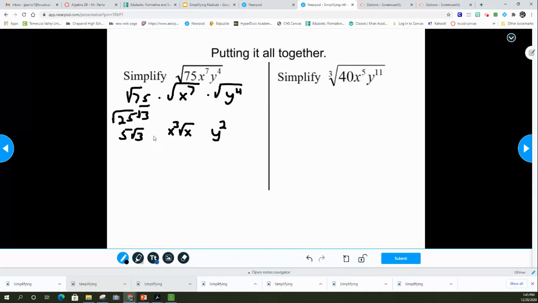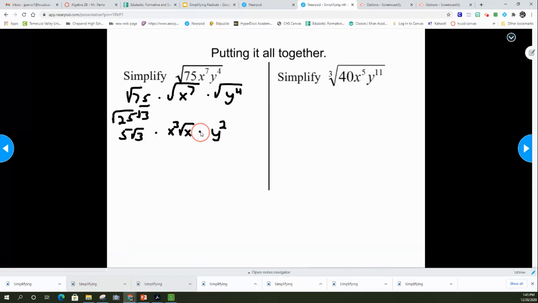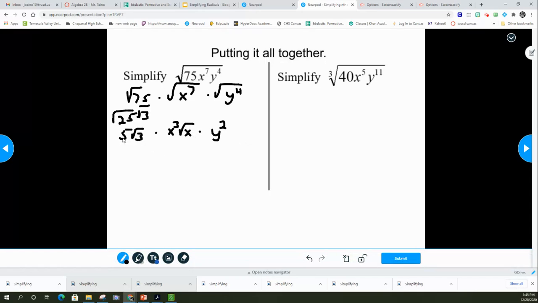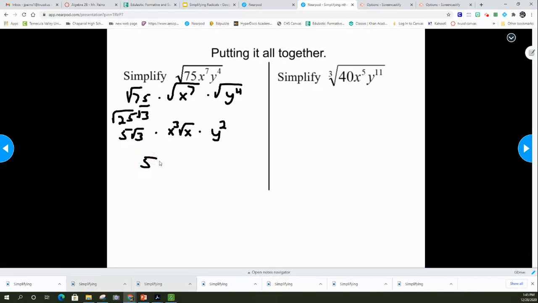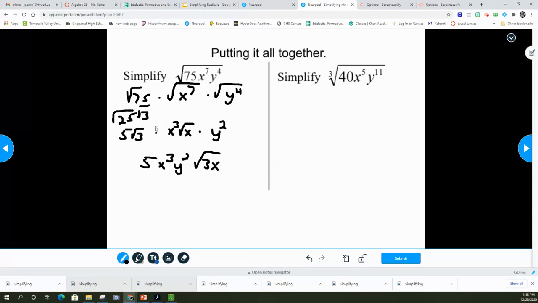Right? Then I just put these back together. These are being multiplied, so you multiply the outsides together, you multiply the insides together. So on the outside, I'm going to get 5x cubed y squared, and on the inside, I get 3x. So I just simplified each of them separately, and then I put them back together. All right, so really the hardest part is the numbers. The numbers take more work, a little bit harder to simplify than the variables, because with the variables you're just dividing the exponent by the index number. Remainder stays on the inside, the quotient goes on the outside.